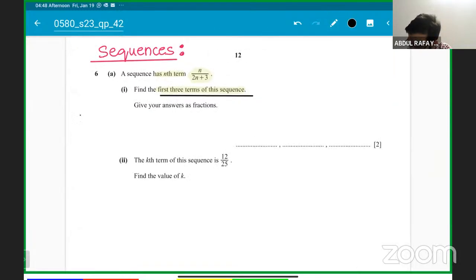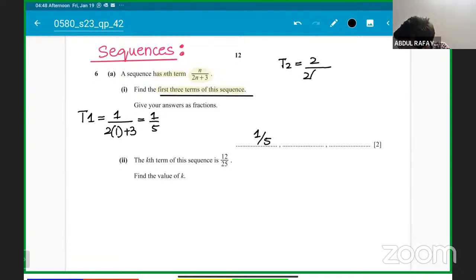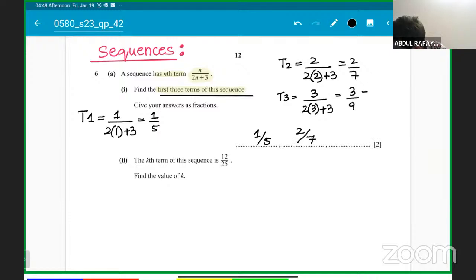Find the first 3 terms. So the first term will be, sir, just plug in the value of 1 there. You have to give your answers as a fraction, right? So 1 over 2 times 1 plus 3. So it will be 1 over 5 as the answer, right, students? Then the second term will be 2 over 2 twos are 4, 4 plus 3, 7. So 2 over 7 is the second. The third term will be, n value is 3, 2 threes are 6, 6 plus 3 is 9. So 3 over 9, that is 1 over 3.